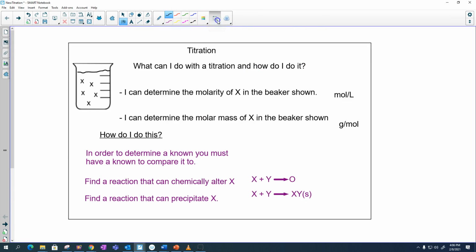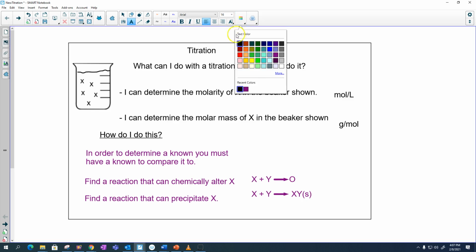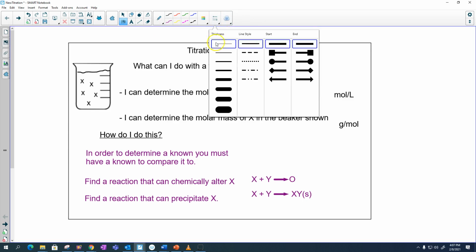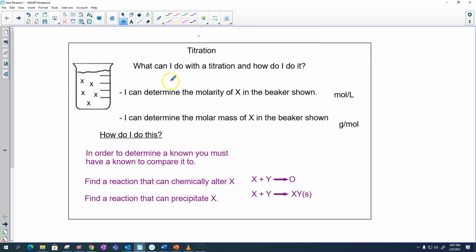I don't have a note sheet for this at this point. We may have one in the future, but as of right now, we do not. So you can just take notes as you will.